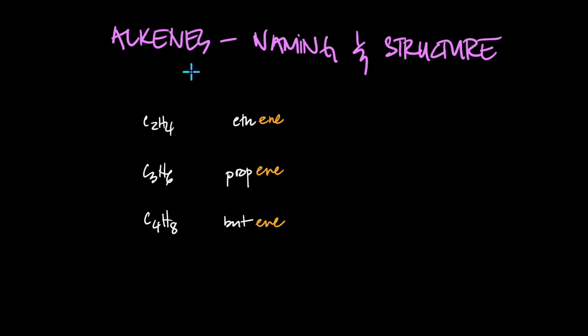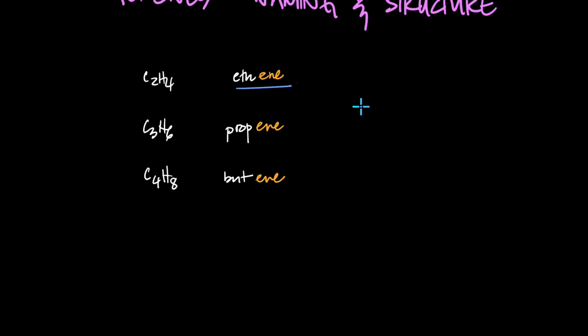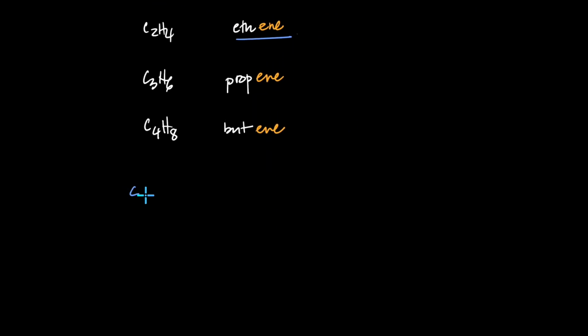Now, you've got to be able to write the displayed formulae and the structural formulae. So if I look at C2H4, that's ethene, and it is drawn like this. You show all the bonds.